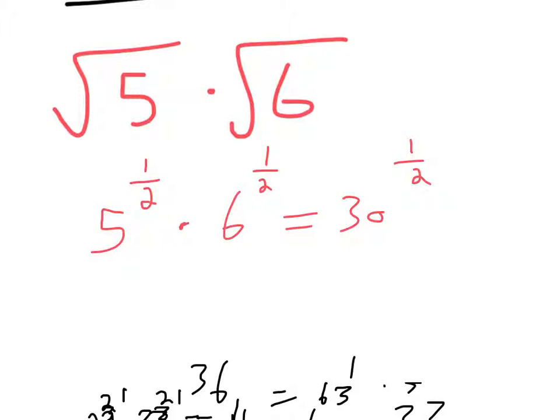Or you could do it like this. You know that square root means they're being raised to the 1/2 power. So since they have the same power, you can just multiply the numbers inside the radical. They'll make square root of 30.